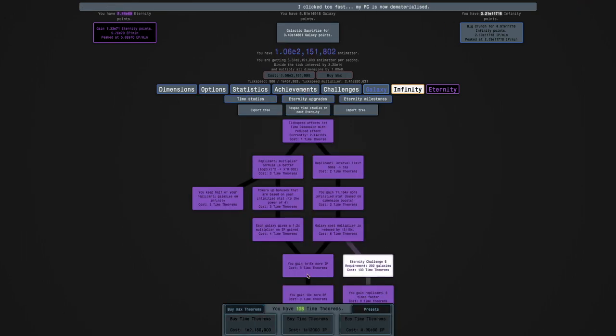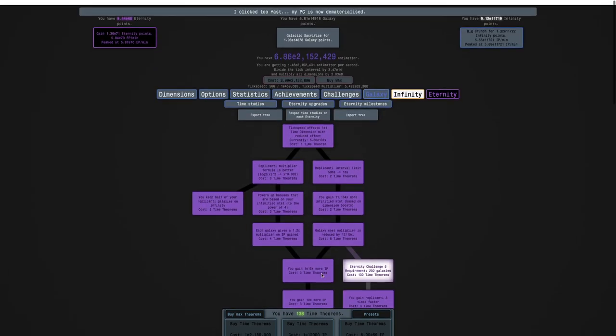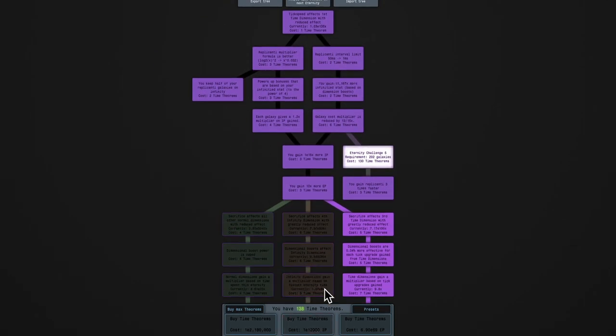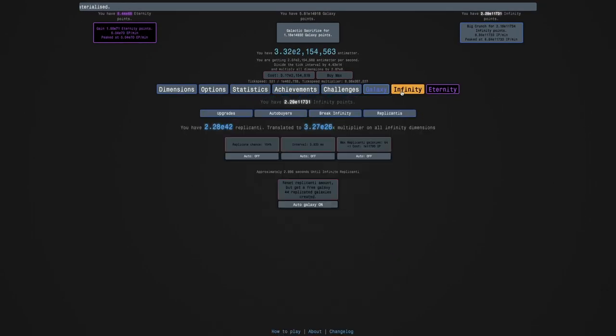I mean, I can just buy max time theorems. That allows me to get 130... I have a total of 138 time theorems, which is enough to do Eternity Challenge 5 with Study 181. And actually, I'm noticing that Replicated Galaxies, I'm not at max, which can definitely help me get a few more Eternity points. And just more Galaxy points, which will just help all around the board.